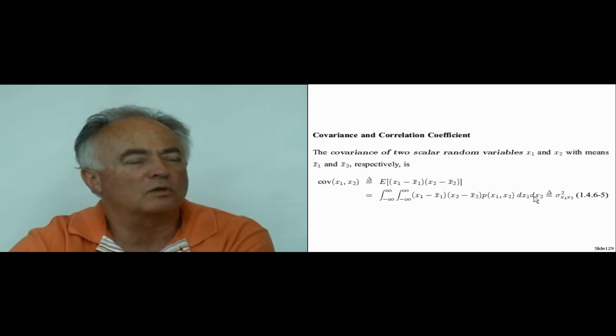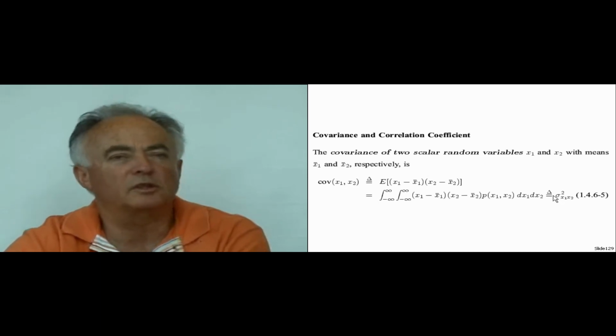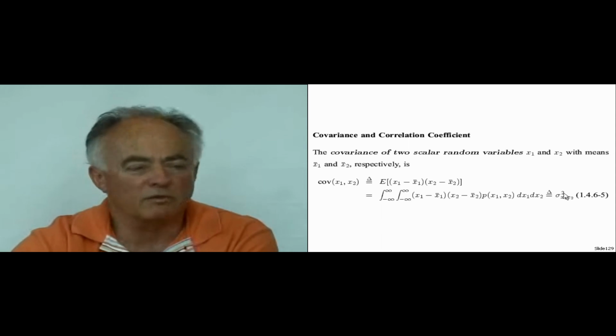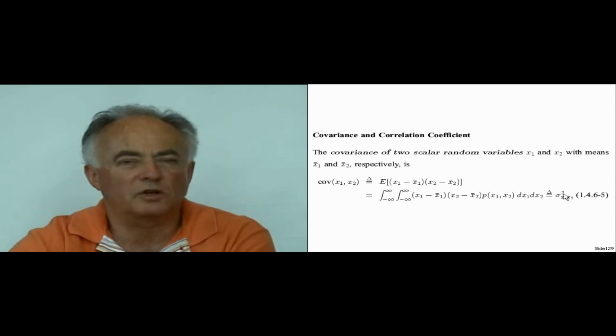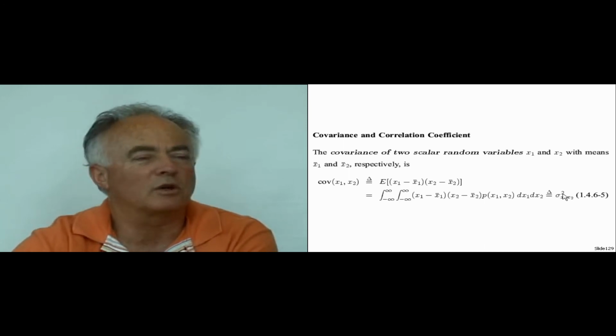and the notation, this is not a very good notation, but we still use it, is sigma squared x1, x2. The reason it's not a good notation is it is not necessarily positive. So even though it's a second moment, this square has to be interpreted in a slightly loose fashion, because as we'll see, you can have positive or negative values for this.